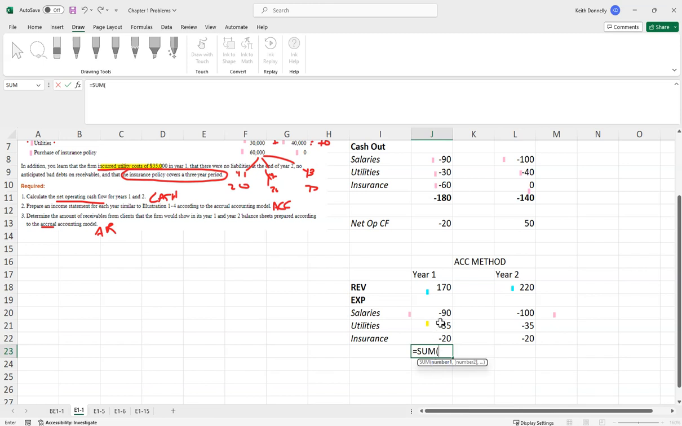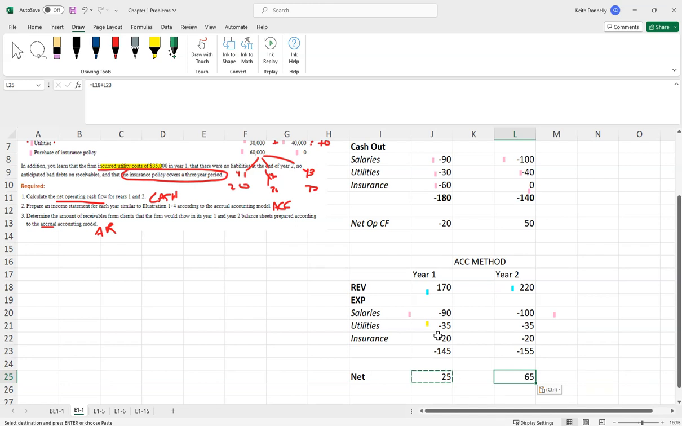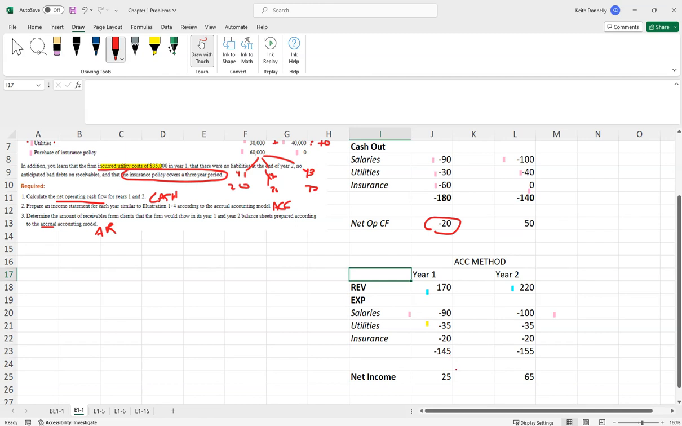Again, if we sum these, we're looking at -145, and -155. When we net the revenues and the expenses, we've got $170 and the 145. We're looking at $25,000 of net income and $65,000 of net income, right? So you can see there's a difference here in accrual versus cash. In cash, we were at a loss in the first year. Under accrual, we had income in the first year, right? So it's just showing you the idea, presenting it differently.